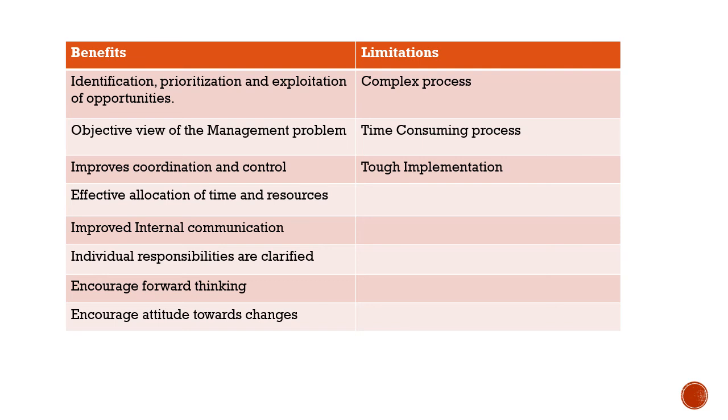When you have a proper strategic management process in place, you know what the activities are for which the resources and time need to be dedicated. There is a clear-cut understanding. The success of the strategic management process depends upon the communication within the organization. So it improves internal communication.